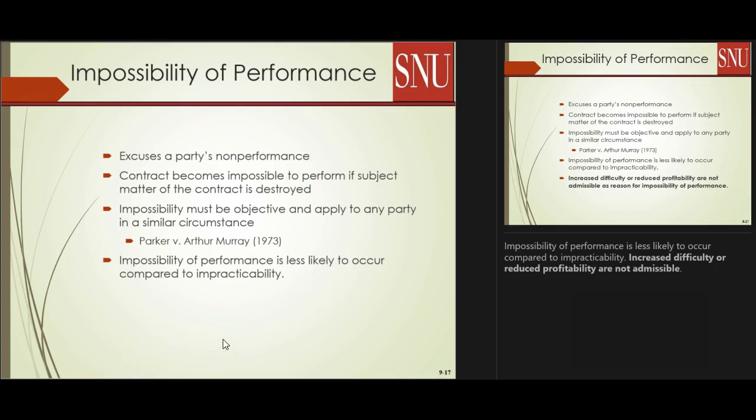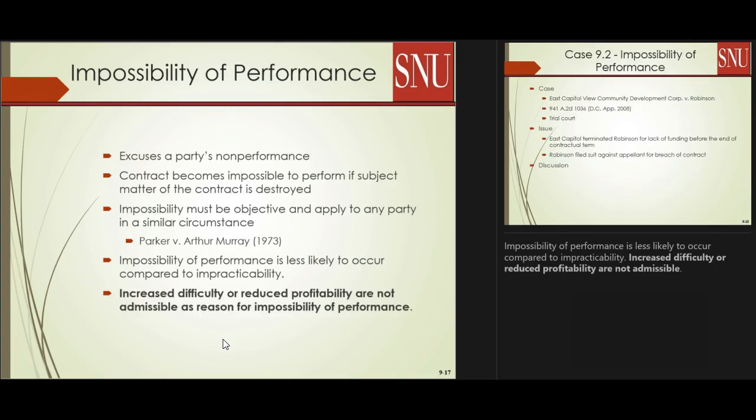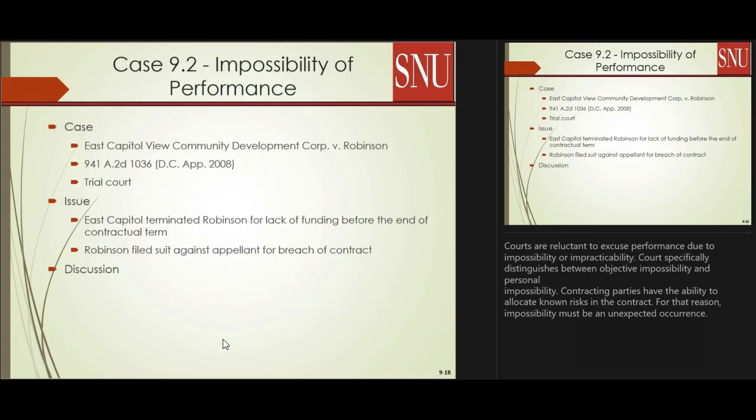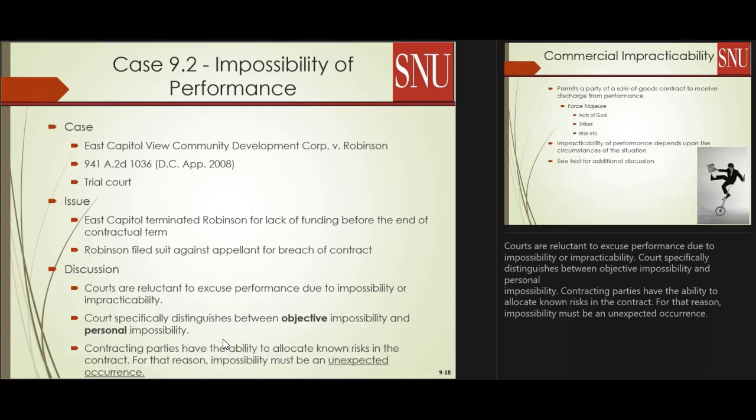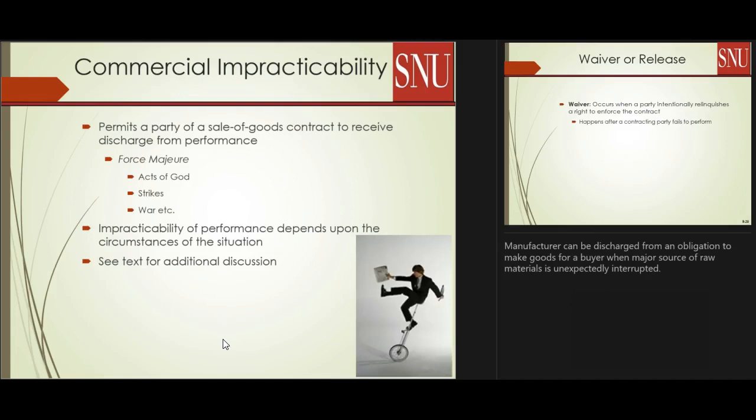Impossibility of performance is less likely to occur compared to impracticability. And increased difficulty or reduced profitability are not admissible evidence for the impossibility of performance. Look at this case of East Capital Development Corp. It gives some objective impossibility versus personal impossibility. It's a good case. Take a look at it and read it through.